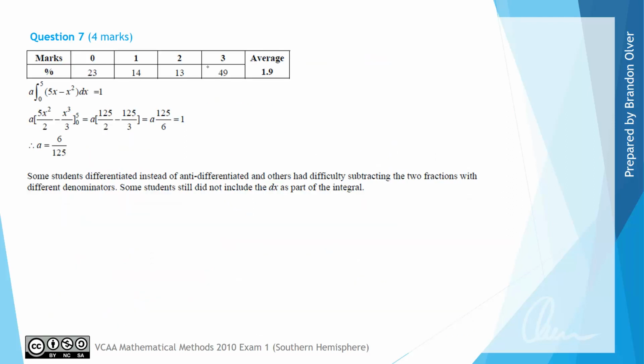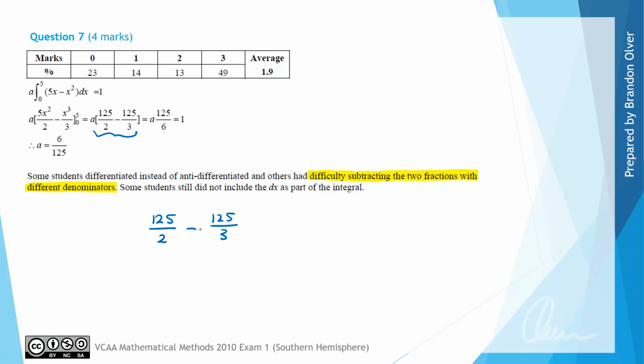From the examiner's report, we can see that 50% of students got full marks for this, with a number of students making inroads into it. Some of the errors that were seen were students differentiating instead of anti-differentiating, and others had difficulty subtracting two fractions with different denominators. If we look at that in a little bit more detail, it refers to where you had 125 on 2, subtract 125 on 3.